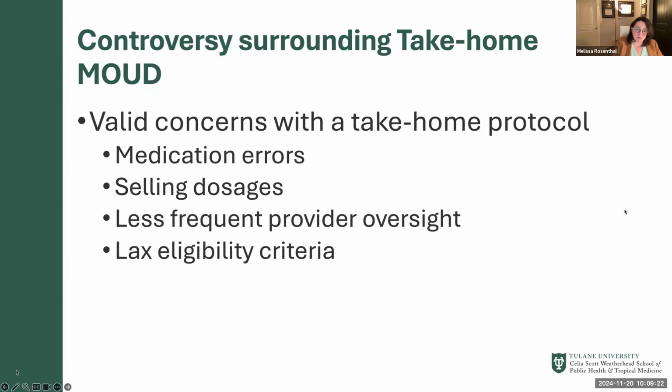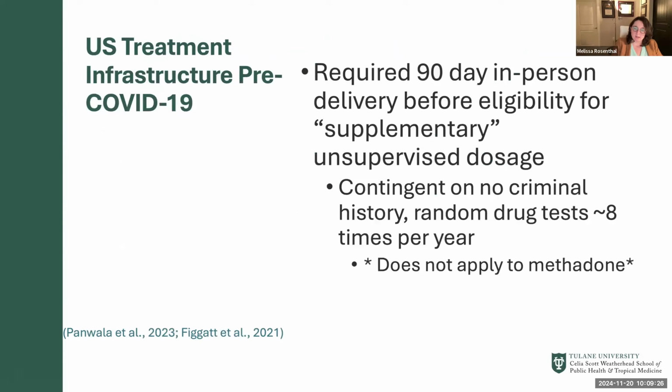So how the US viewed this process before COVID-19 was as follows. The US required a 90-day in-person delivery before one was eligible for supplementary unsupervised dosages. So what does that mean? You would receive the bulk of your treatment the first 90 days in person during those supervised dosages, and you would receive a few supplementary take-home dosages to help you taper off of your treatment. However, this was also contingent on having no criminal history and being able to submit to random drug tests approximately 8 times per year. It's also notable that this infrastructure did not apply to methadone at the time.